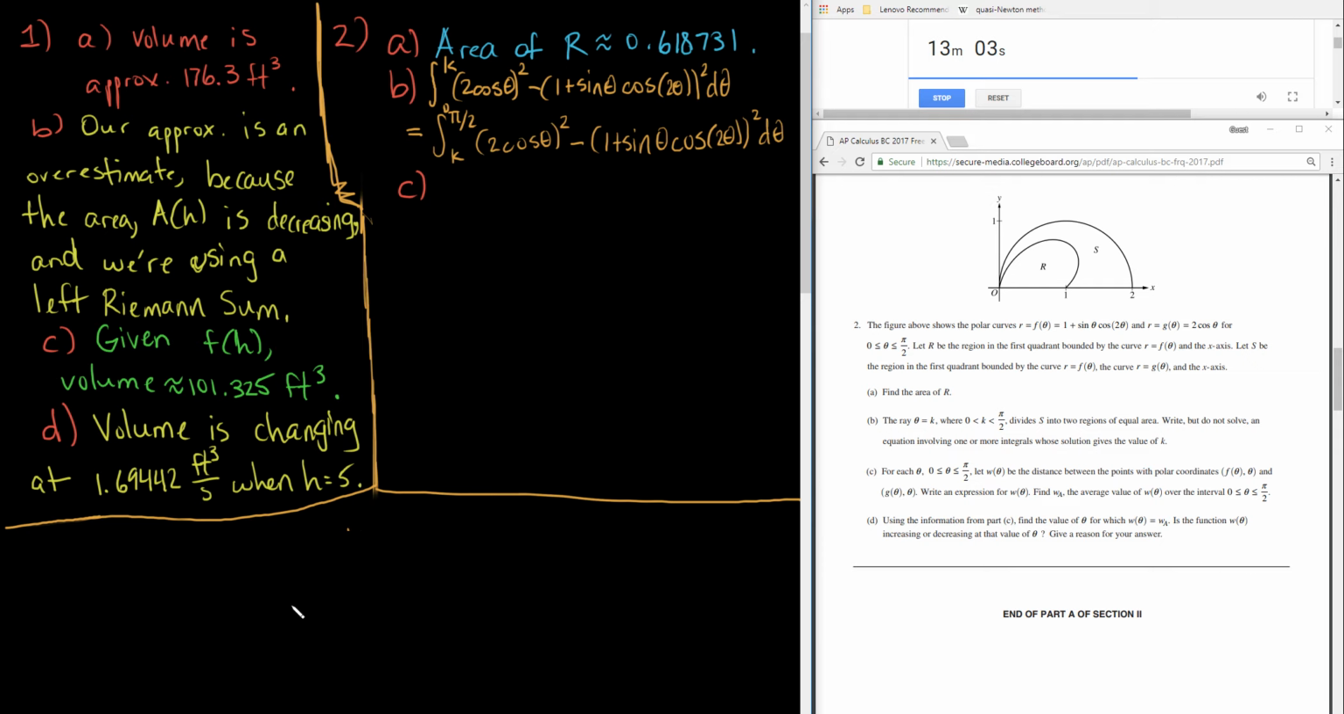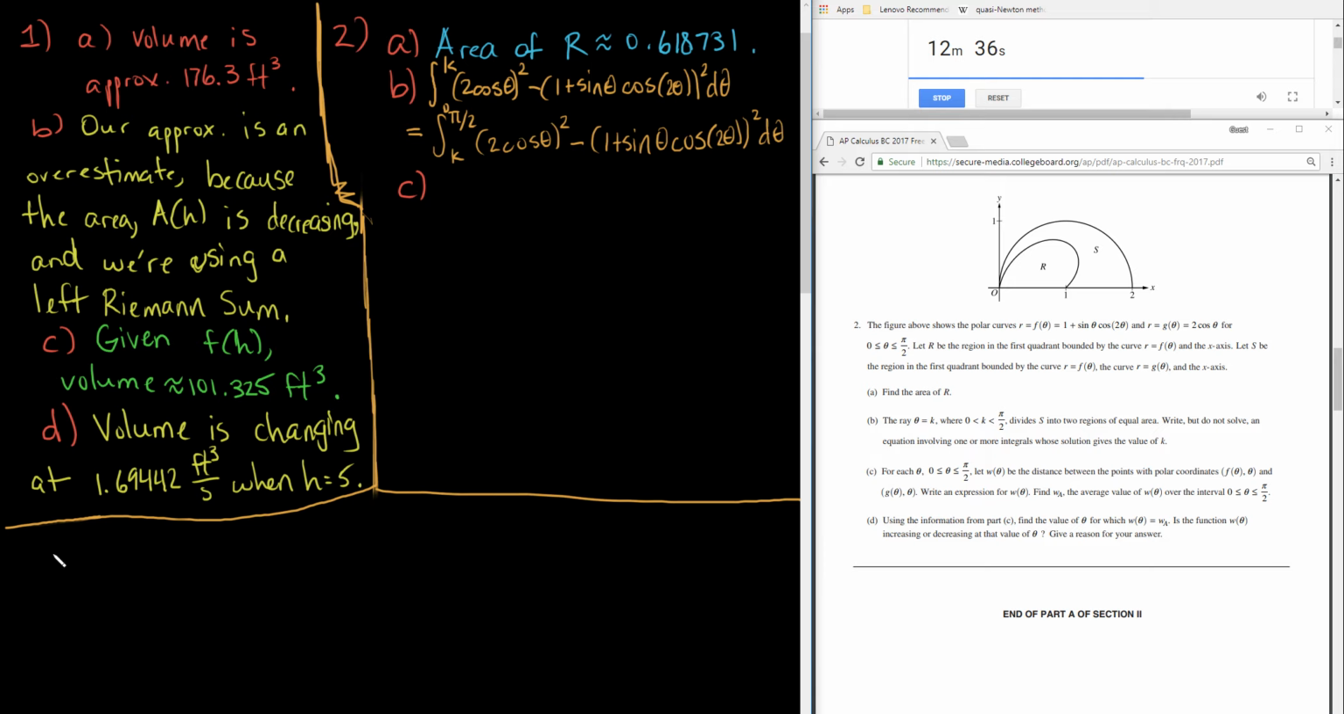Alright. Now, let's get to question C. For each theta between 0 and 2 pi, let w of theta be the distance between the points with polar coordinates f of theta, theta, and g of theta, theta. So, going out f of theta and g of theta. Basically, it's f of theta minus g of theta. Write an expression for w of theta.